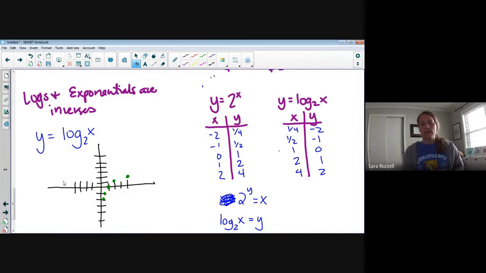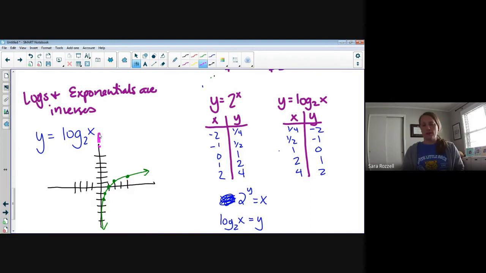So our graph, instead of being a growth graph that looks like this, you know, our growth graphs look like that. 2 to the x would have been a growth graph that crossed at 1. It's going to reflect over the line y equals x, our diagonal line here. And the graph looks like that. So that is your basic logarithm that you guys are going to use as your base before you start shifting it around.